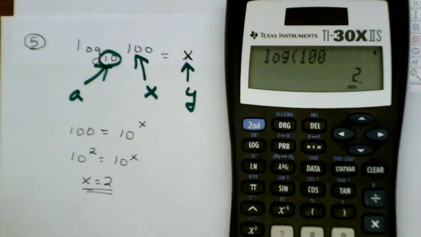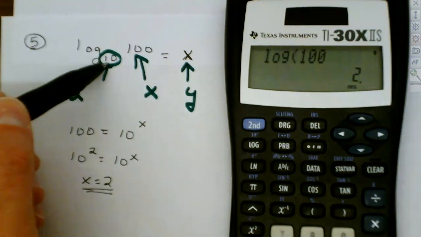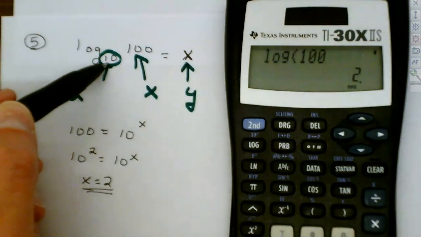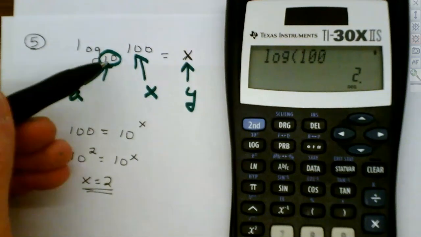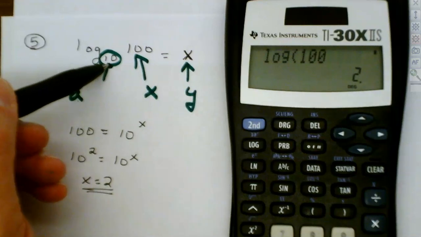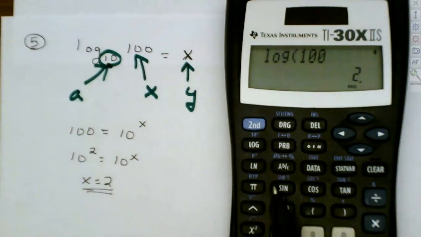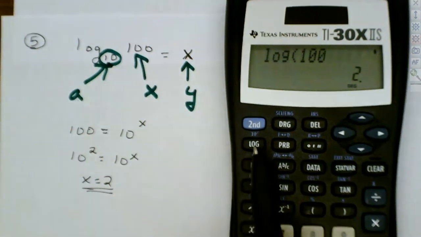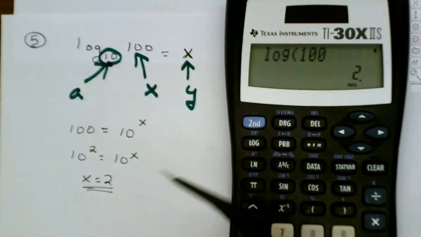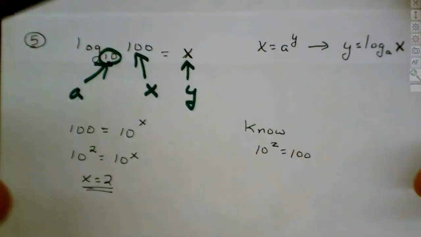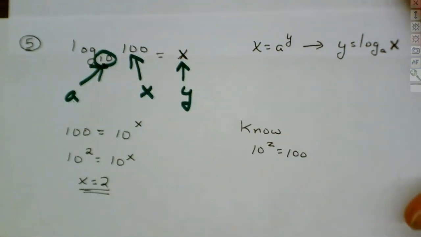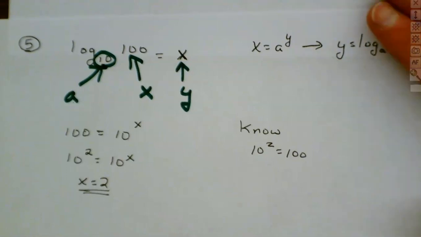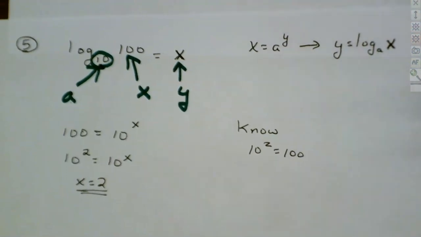Now, that only works when that's a 10 there. If it would have been a 4 or a 3 or anything else, we cannot use our calculator. But if it's a log base 10, or there's no base, it's assumed to be a 10, then you can use the log key in your calculator here. You get the same result. Or you can just rewrite it like I did, use that exponential to logarithm conversion, and we know that 10 squared is 100. Rewrite it and get the answer. Either way, it's the exact same result. If it's log base 10, you can use your calculator.